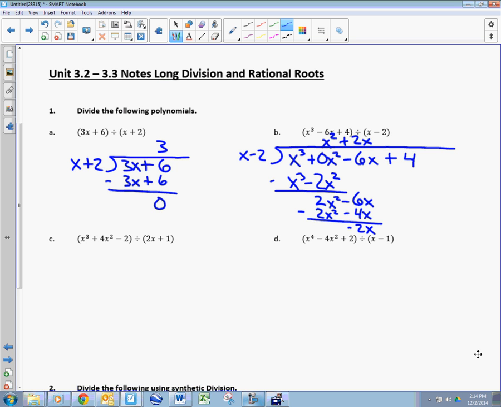Notice what I'm doing each time. Negative 2x is a monomial. What I have out front is a binomial. So to create a binomial, I need to drop down another term, plus 4. X times what is negative 2x? Negative 2. Multiply that through, you get negative 2x plus 4. Subtract, and you get 0. So, did it divide evenly? Yes, it did.